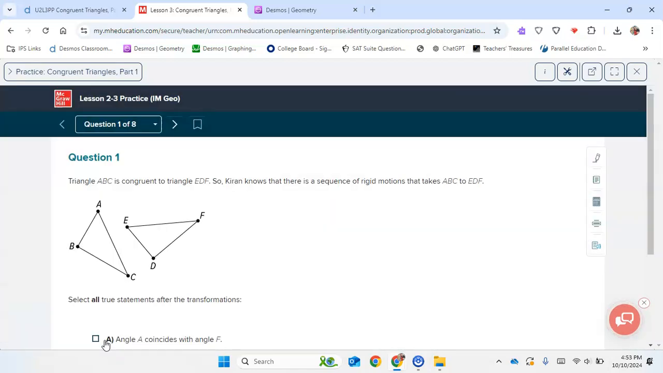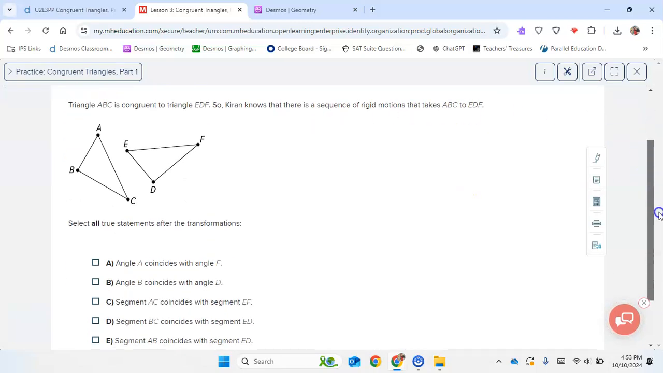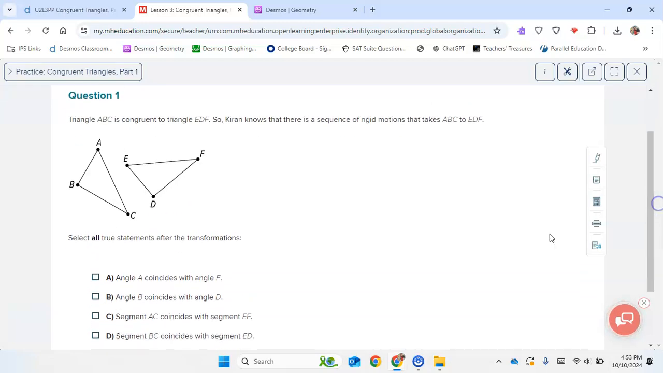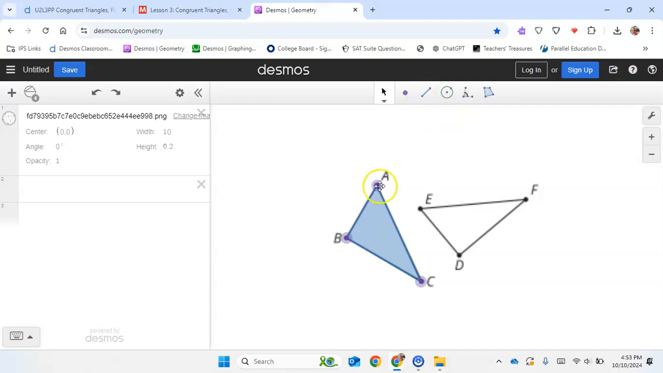Question 1. Triangle ABC is congruent to triangle EDF. So Kieran knows that there is a sequence of rigid motions that takes ABC to EDF. Select true statements after transformations. Angle A coincides with angle F. Well, we can see from the congruent statement, angle A coincides with angle E.